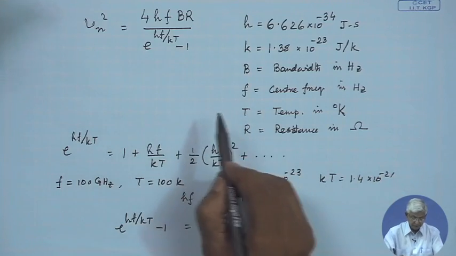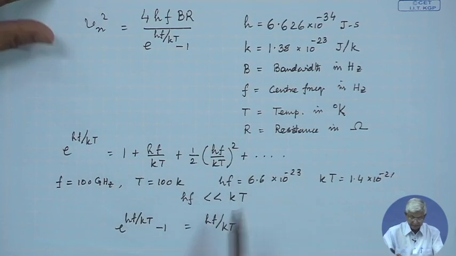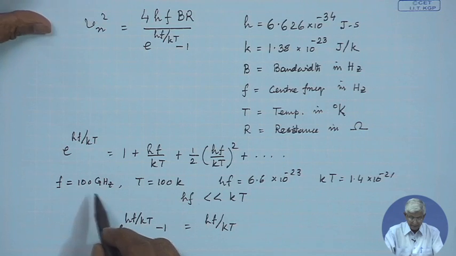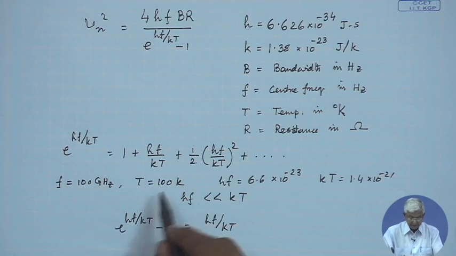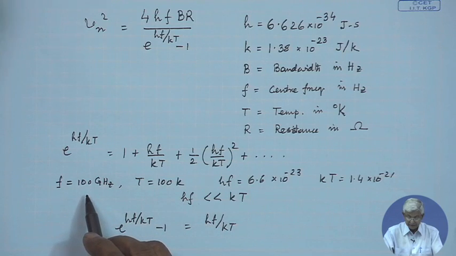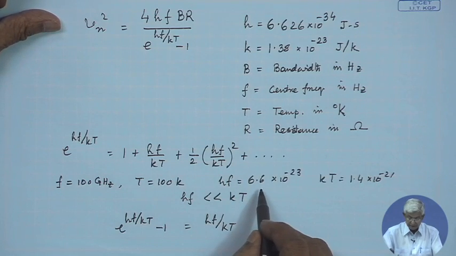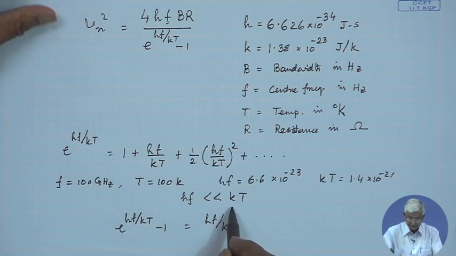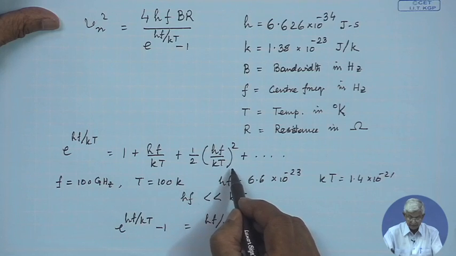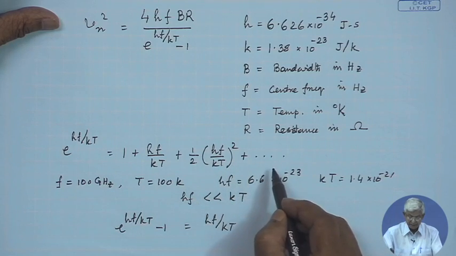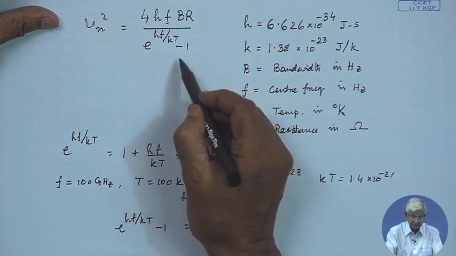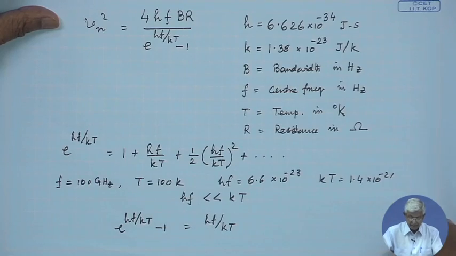Now, in the denominator we have e to the power h f by k T, which can be expanded in a Taylor series. By putting a frequency quite higher than microwave frequency and a nominal temperature of 100 K and f equal to 100 gigahertz into these constants, we can find that h f is much smaller than k T. Therefore, higher order terms in the Taylor series, h f by k T square, h f by k T cube, etc., can be neglected, and the denominator e to the power h f by k T minus 1 is itself equal to h f by k T.